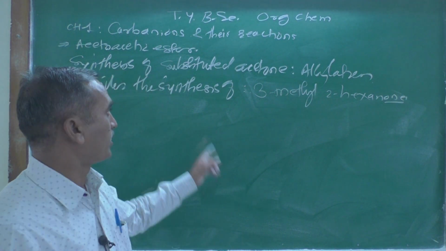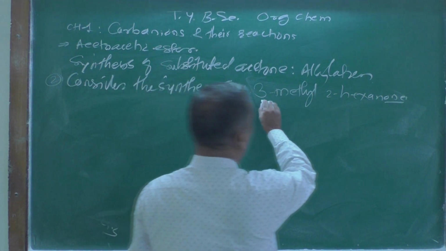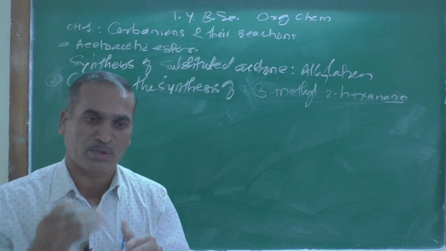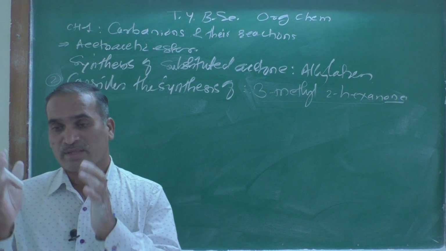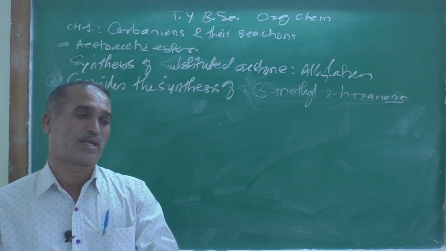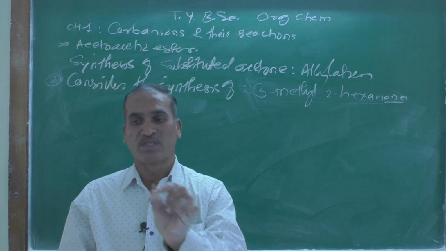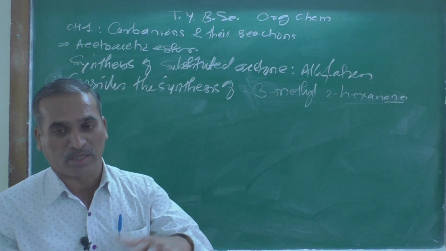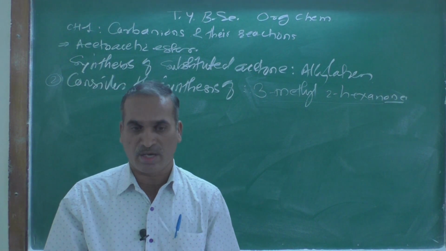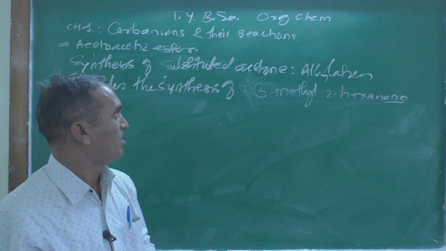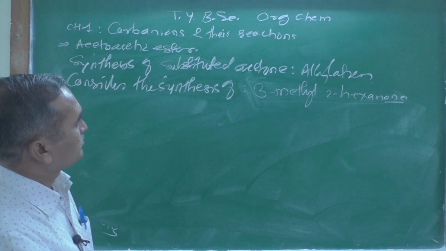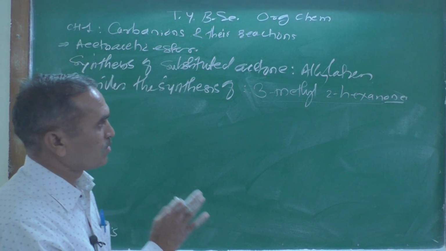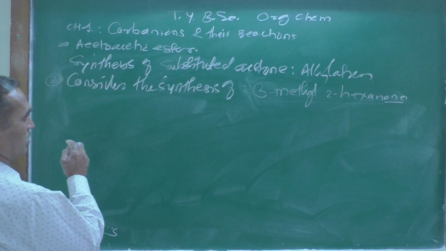But here, whatever compound we are going to synthesize in the laboratory is called a target molecule, meaning the molecule whose synthesis is being planned. The starting material is also given. This is how the question appears in the exam: how will you prepare, or how will you synthesize, 3-methyl 2-hexanone using acetoacetic ester.